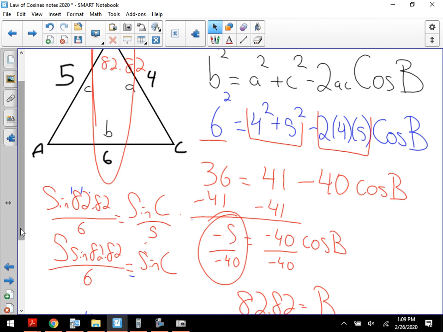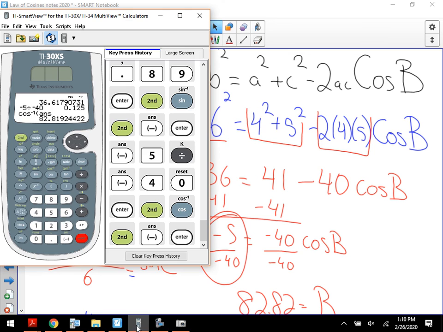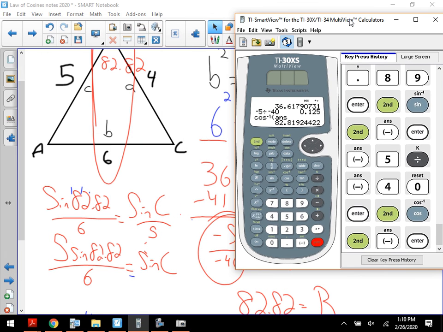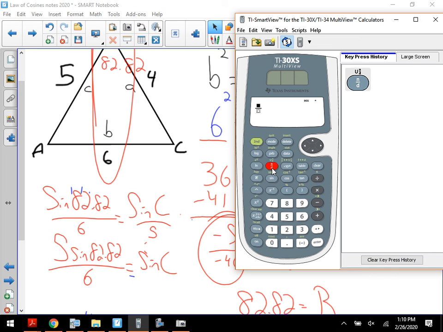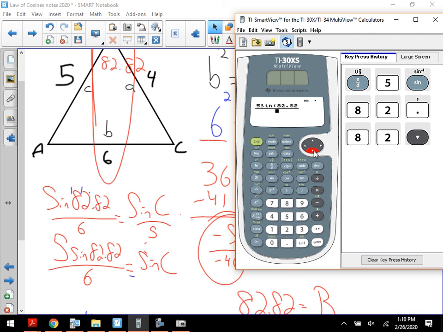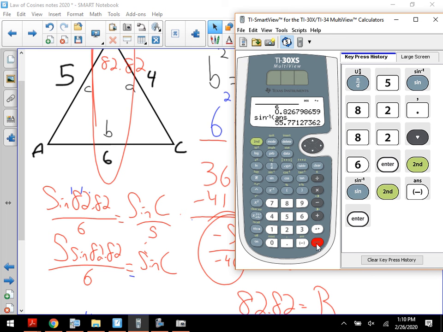You're back to what you did with law of sines. So, like I said, I know that law of sines can be a little wishy-washy, a little weird from time to time, but you're going to get a lot of practice at it with this stuff anyway, because you have to use it after you use law of cosines. All right. So we type that in with our fraction bar. 5 sine 82.82 over 6. Crummy decimal is the sine of an angle. Inverse it. 55.77.